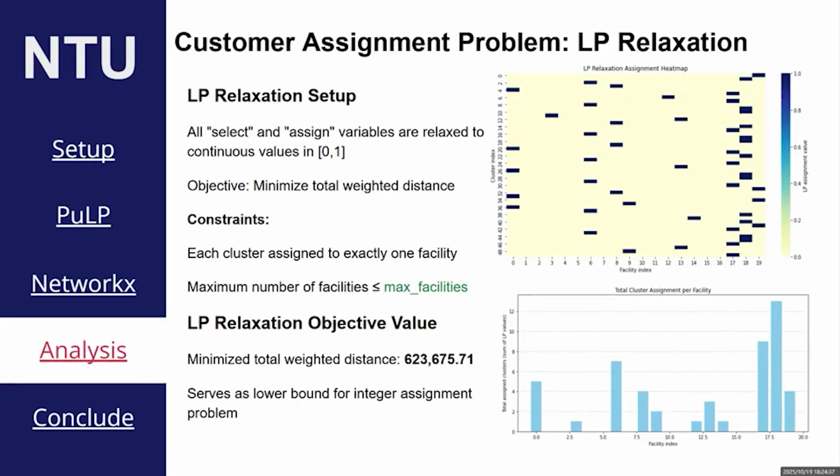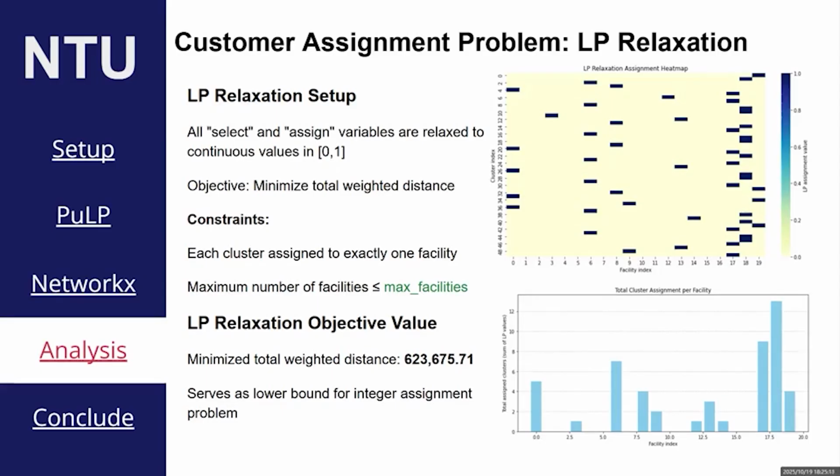And after solving the relaxed problem, the minimized total weighted distance is 623,675.71. Since this is the LP relaxation of our original integer program, the value serves as the lower bound of the integer assignment problem. On the right, the heat map shows the fractional assignment values between clusters and facilities. Darker shades indicate a higher assignment proportion, close to 1.